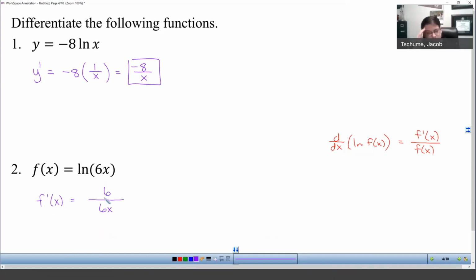Now, usually in these problems, something might simplify, so do pay attention to that. Both the top and the bottom have a 6 in common, so this 6 and this 6 cancel, which leaves a 1 on top, and actually you get the same derivative as your standard rule by coincidence here. So the derivative of the natural log of 6x is just 1 divided by x.